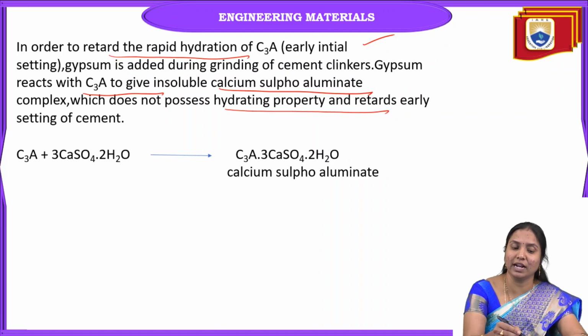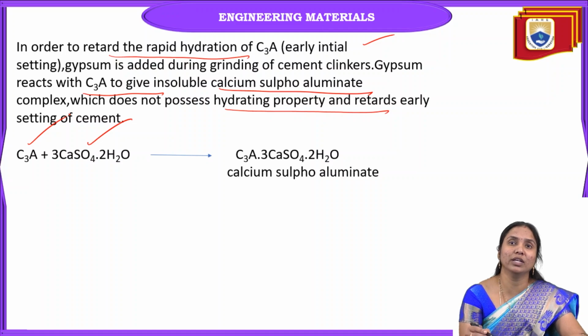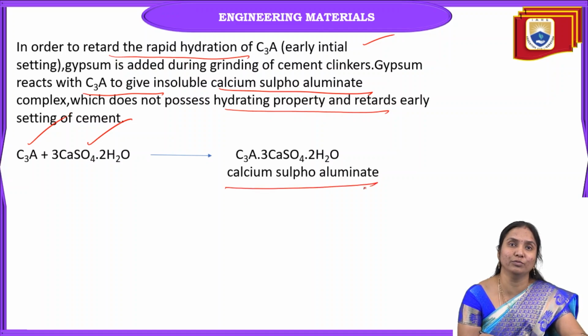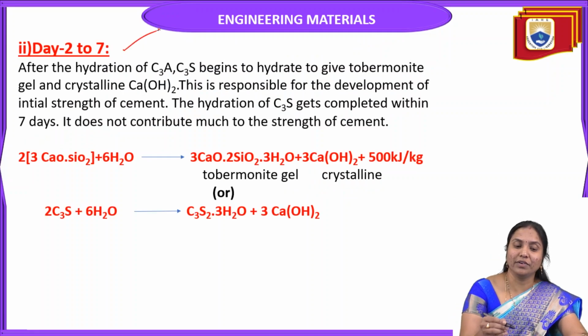For that purpose we add gypsum to the tricalcium aluminate. Here it forms the insoluble calcium sulfoaluminate complex, which does not possess hydrating property and retards early setting of cement. This is the day 1 reaction. And next, day 2 to 7.